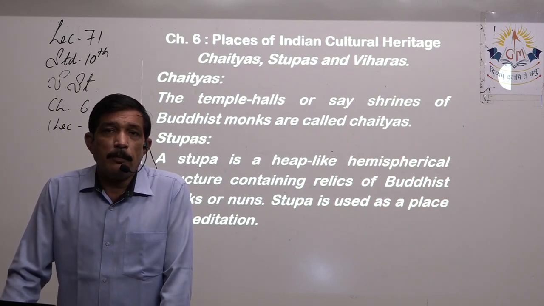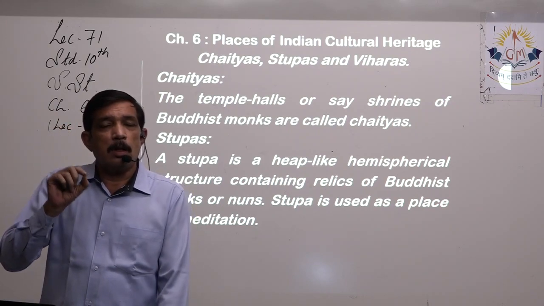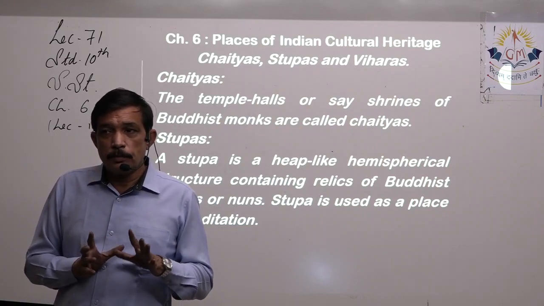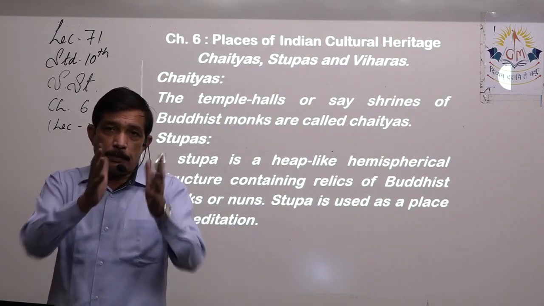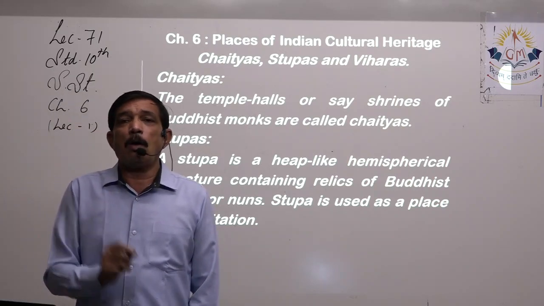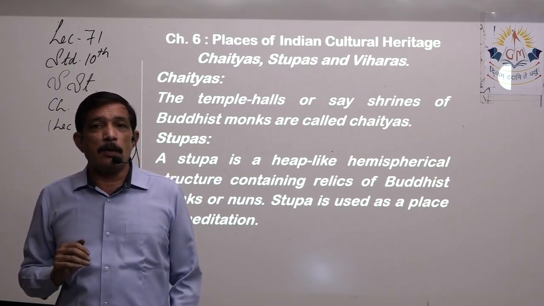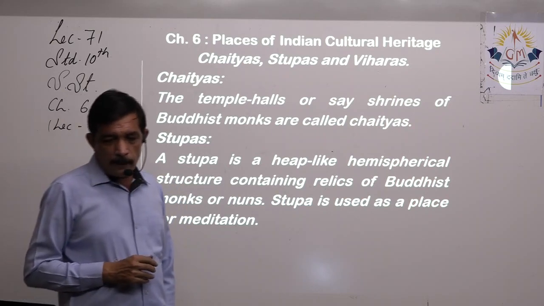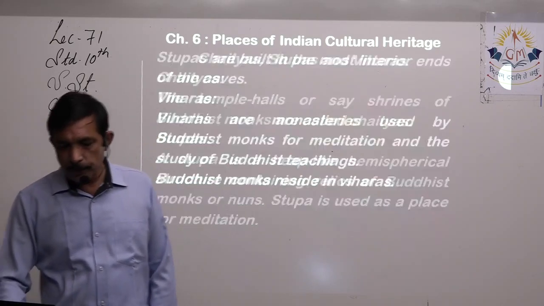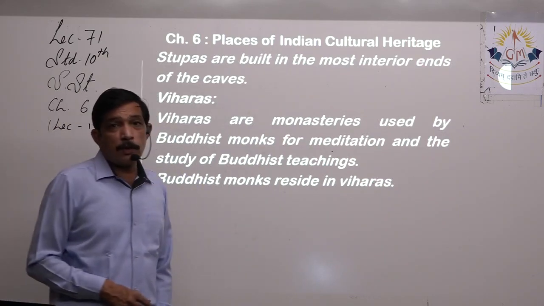Relics can be the remains, that is hair, bone, nail, tooth, all these are preserved in a box and kept in the shrine. Yes, they belong originally to Buddha or some very important Buddhist monk or nun in the hierarchy of the disciples of Buddha. Stupa is used as a place for meditation also. Stupas are built in the most interior ends of the caves.